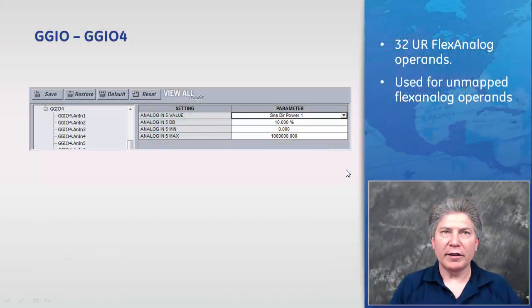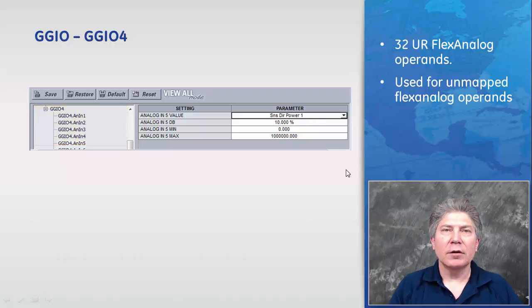The last thing we'll look at is the GGIO 4, and this is a UR feature that allows any of up to 32 UR flex analog operands to be user mapped to an IEC 61850 model data attribute. Those flex analog operands that have not yet been factory assigned to a data attribute can be user assigned to a GGIO 4 data attribute. You will need to check the manual to verify which signals are not mapped. If you use a factory assigned data attribute in GGIO 4, the Goose communications will not be successful.